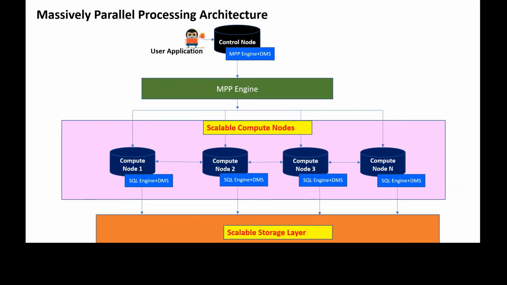The control node consists of the MPP engine, that is the massively parallel processing engine, plus DMS. DMS is nothing but the data movement service. So we can say the control node is the heart of this architecture. This MPP is already part of the control node, but just to highlight it, I have created it in a separate box. You can assume this MPP is already part of this control node.